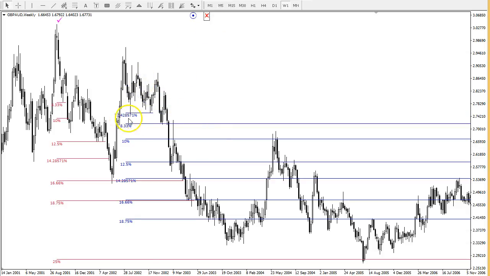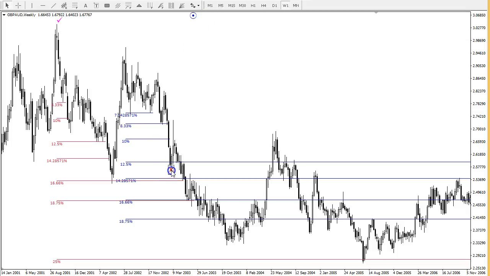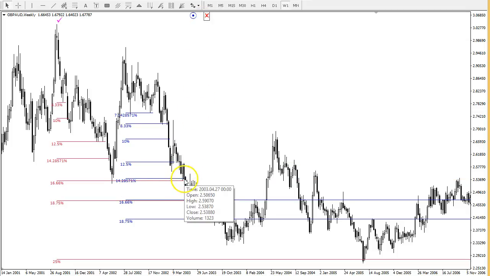You have 7.124, give you here the first reaction. 8.3 give you the reaction for 2 weeks. 10% there was nothing. 12.5 nothing. And you have here 14.285 stop the market for 1 week.